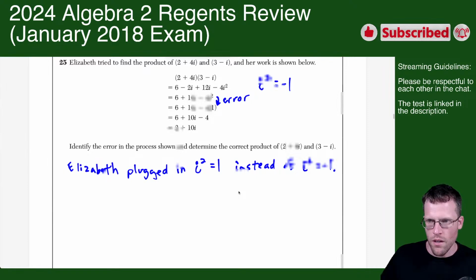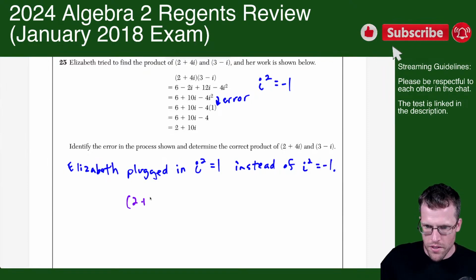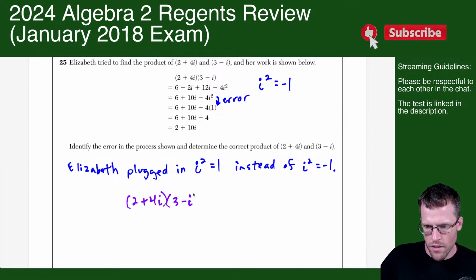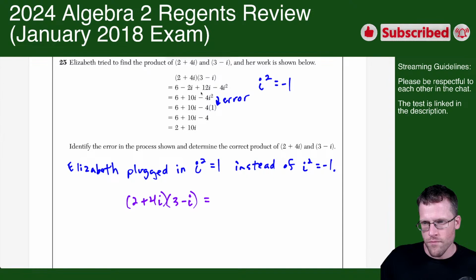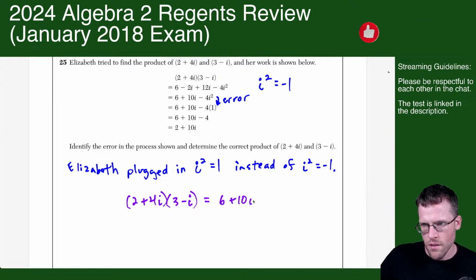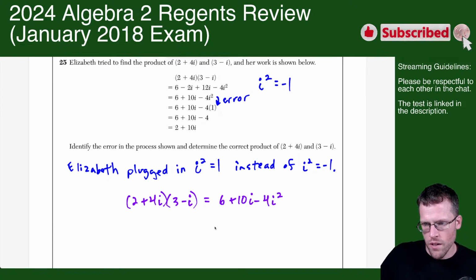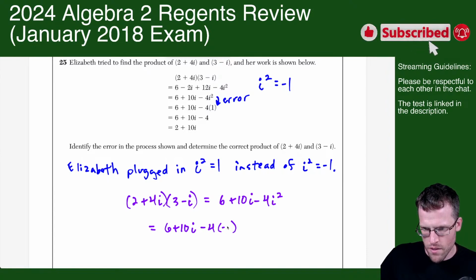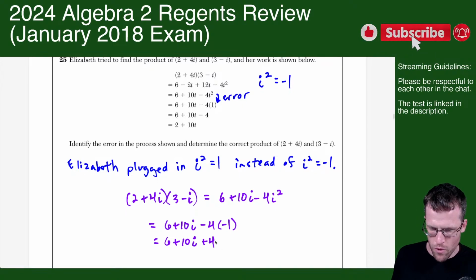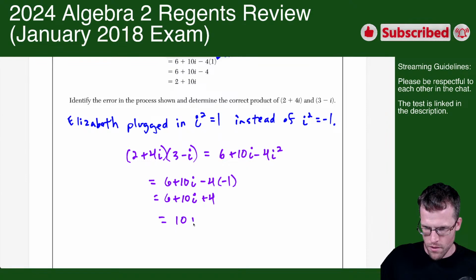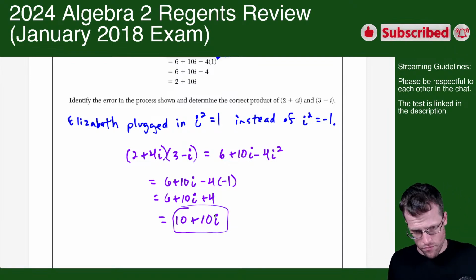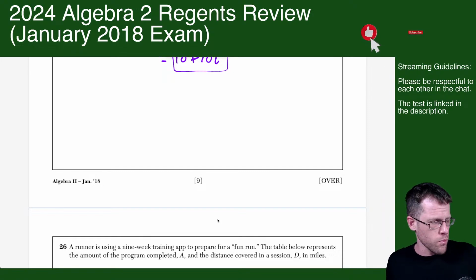So here, we could just copy up to her correct stuff. Might as well use part of her work since we're checking it. So this was 6 plus 10i minus 4i squared. But now I could say this is 6 plus 10i minus 4 times -1. So this is 6 plus 10i plus 4. And now combine like terms, 10 plus 10i. There it is. 2 points: 1 point for saying her mistake, and 1 point for fixing it.